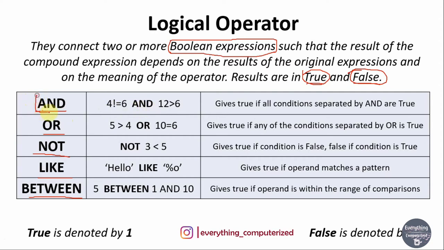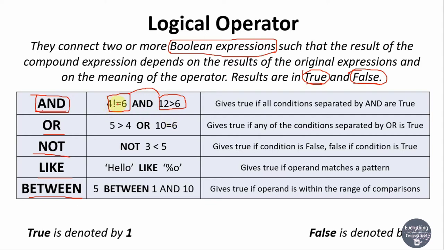So the first one is the AND logical operator. This AND operator is different from the bitwise AND operator. There is not at all any relationship between this AND and that AND, so don't get confused by their names. The AND logical operator connects two expressions and the final result is true only when both Boolean expressions have a true value. Otherwise, it will give a false value.